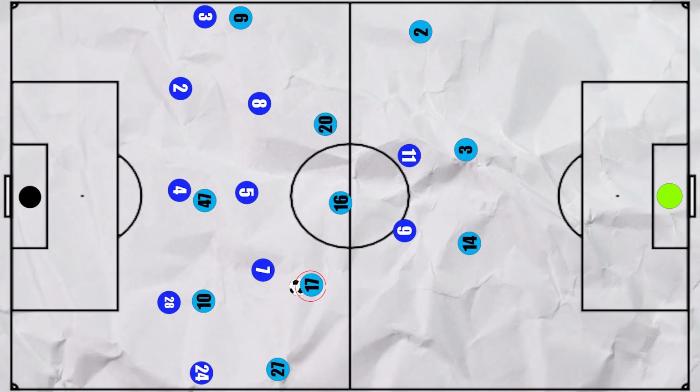If De Bruyne was deeper, it would be Grealish instead who got into good 1 versus 1 situations.